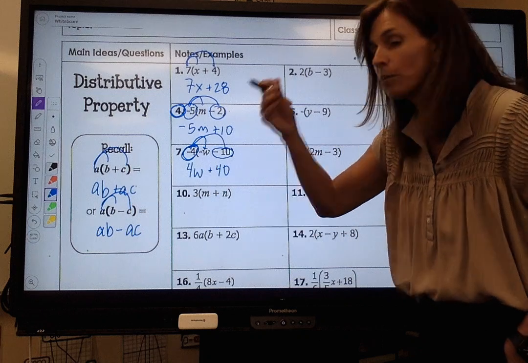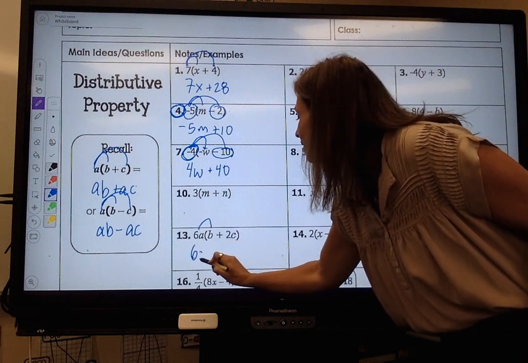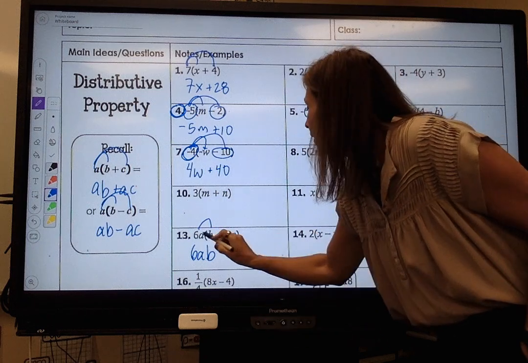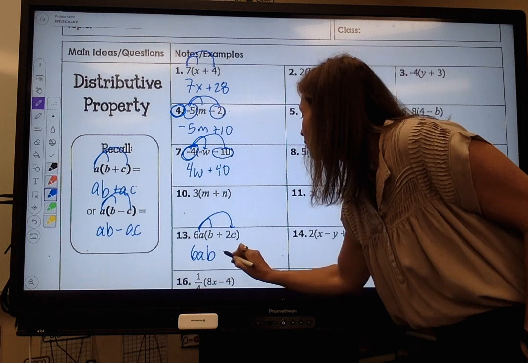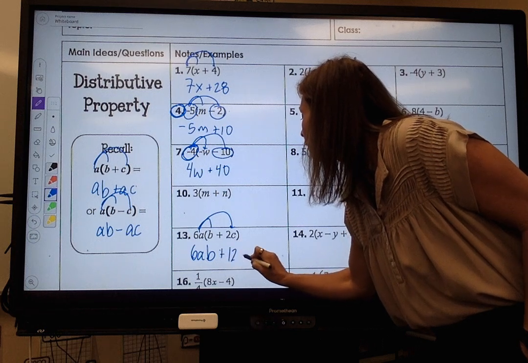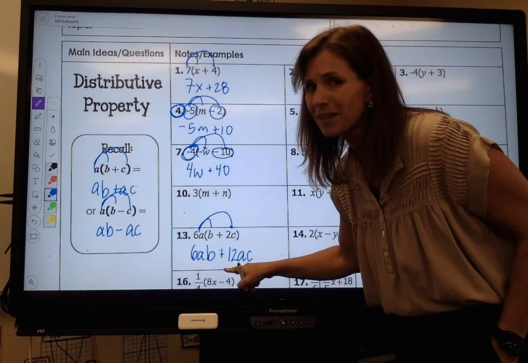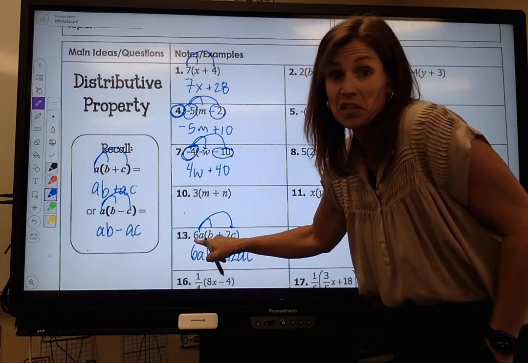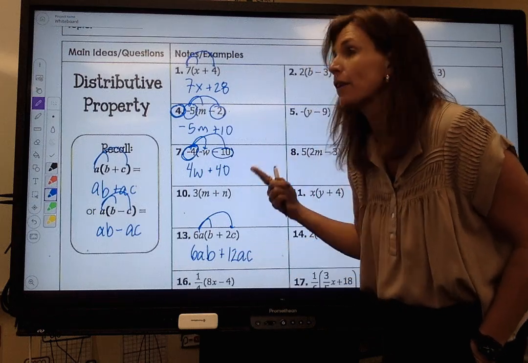All right, jump down to number 13. 6a times b is 6ab. Remember, when they're variables, you just link them together. And then 6a times positive 2c is plus 12ac. Notice I'm not automatically putting a positive there because I have to deal with this. It could change the sign. So it's not an automatic write it down because it's there. You've got to think it through.